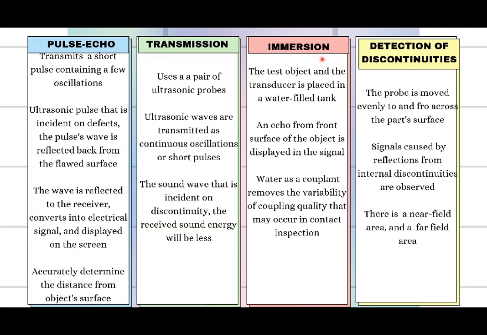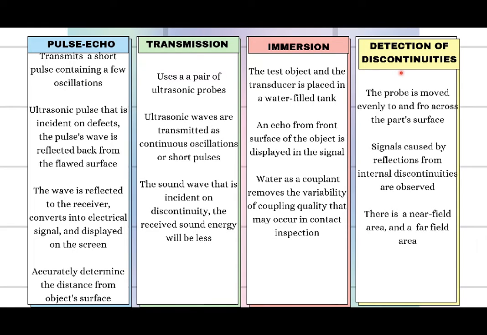For the immersion technique, it is done by placing the test object and the transducer in a water-filled tank. An echo from the front surface of the object is displayed in the signal. Water acts as a couplant that removes the variability of coupling quality that may occur in contact inspection.